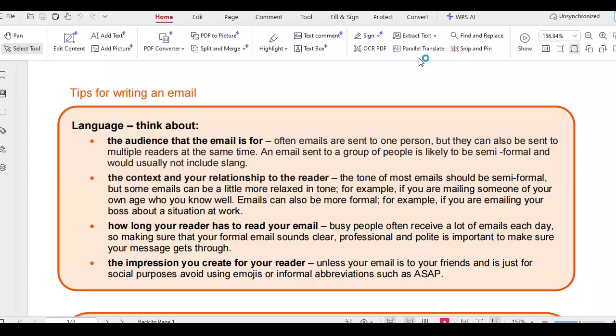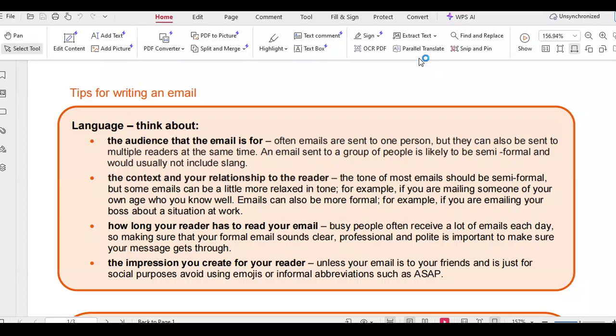This means that the language should be polite and respectful. You should avoid using slang words or very casual expressions. For example, if you're writing an informal email, it can be, hey guys, what's up? And if you are writing with a semi-formal tone, which means that you are writing an email that is supposed to be sent to a group, you can tailor your sentence accordingly. For example, hello everyone, I hope you all are doing well.